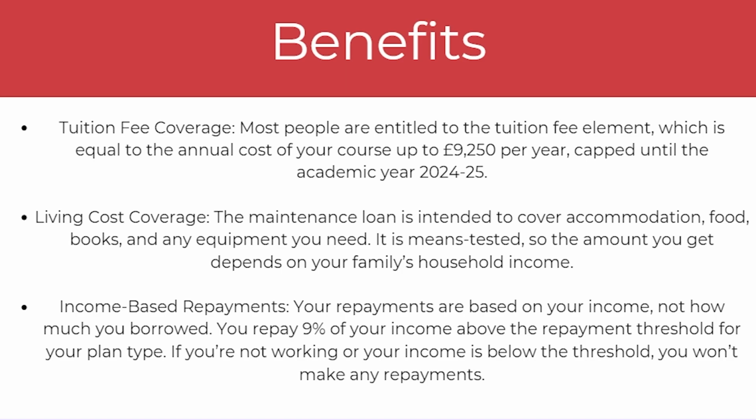And finally, there's income-based repayments. Your repayments are based on your income, not how much you borrowed. You repay 9% of your income above the repayment threshold for your plan type. If you're not working or your income is below the threshold, you won't make any repayments.